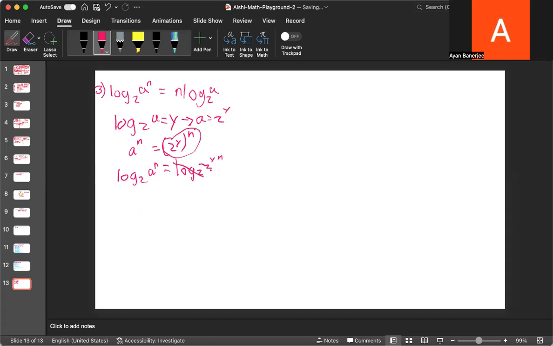Log z and z cancel out, and we're left with log z a to the power n is equal to yn. So you can turn that into log z a to the power n is equal to n log z a. Hence proved. Three proofs, all done.